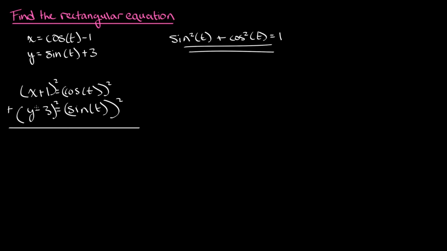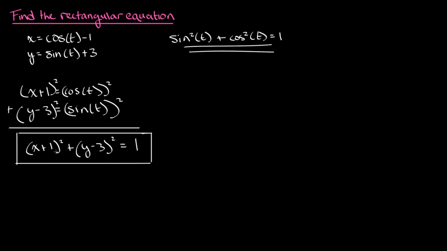So what do we have? We have x plus 1 squared, and then we have plus y minus 3 squared, and then this is our trigonometric identity right here. So this is just equal to 1, and you could see, there we go. We've successfully killed the t. We've gotten rid of our parameter t.